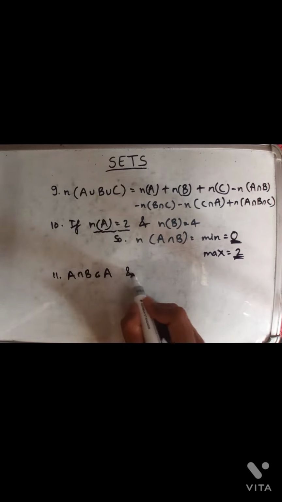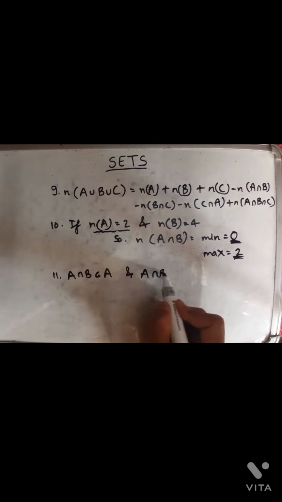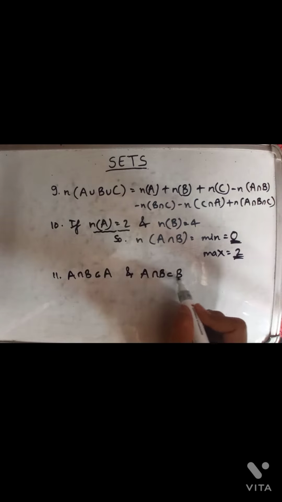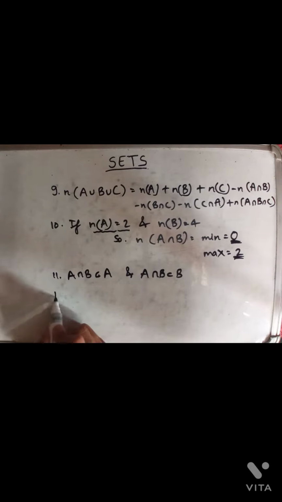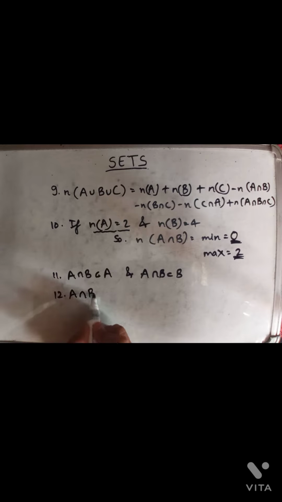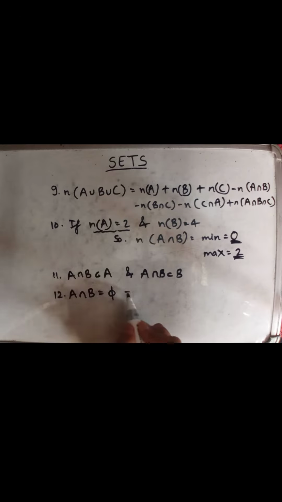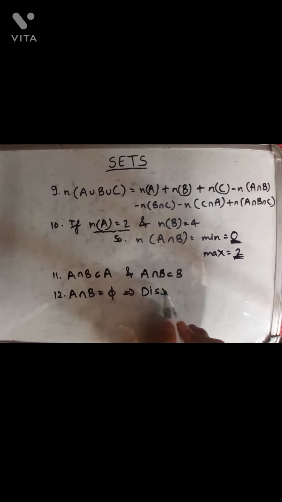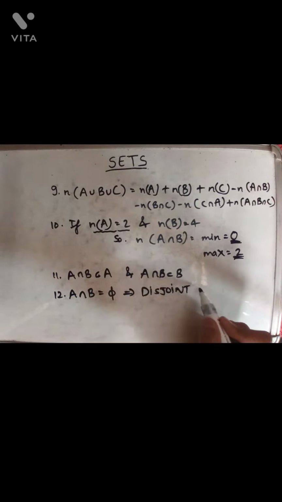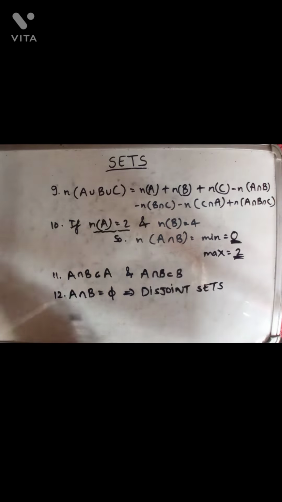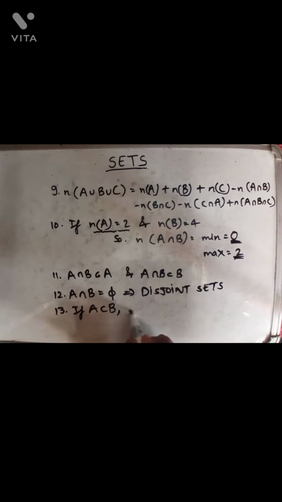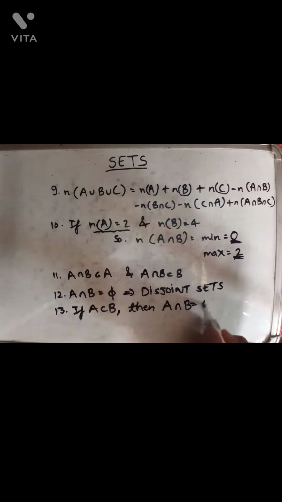The 11th one is, A intersection B is a subset of A and A intersection B is also a subset of B. Then the 12th point to note is that if A intersection B is equal to phi, then this is known as disjoint sets, nothing in common. The 13th point is, if A is a subset of B, then A intersection B is equal to A.